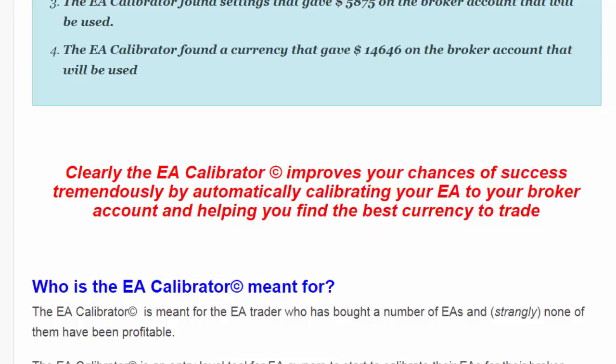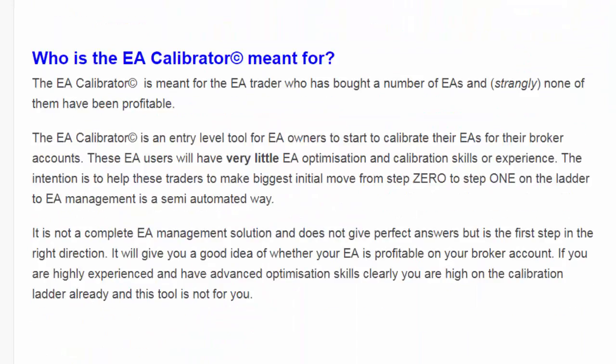Okay, so who is this Calibrator meant for? It's really meant for the person who has bought a number of EAs and they have all failed. And strangely enough, they've all failed because obviously the person buying the EAs is not calibrating those EAs to their broker account. They are using the broker setting.